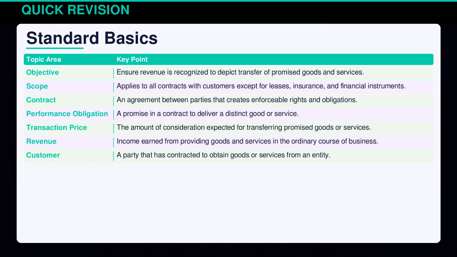AASB 15's objective is to ensure revenue recognition reflects the transfer of goods and services. It applies broadly, excluding leases, insurance, and financial instruments. Key terms include contract, which creates enforceable rights, and performance obligation, a promise to deliver distinct goods or services. The transaction price is what you expect to receive, and revenue is earned income from business activities. A customer is simply the party acquiring goods or services.